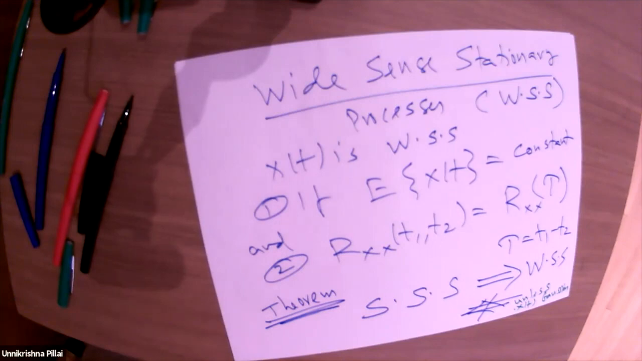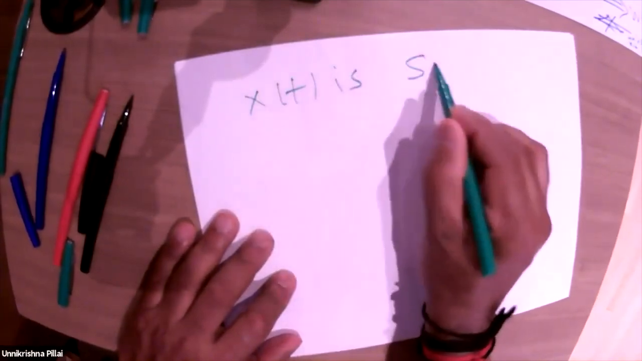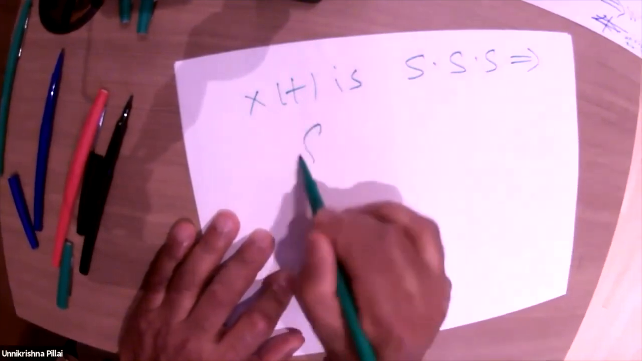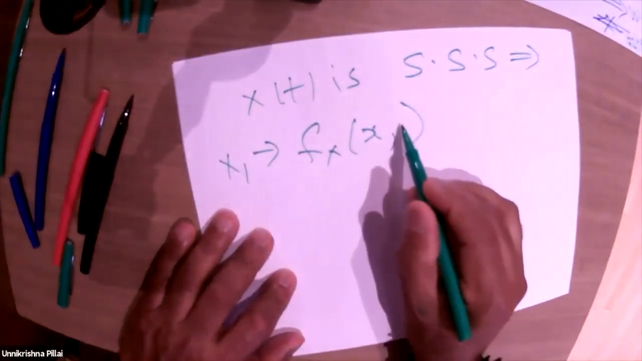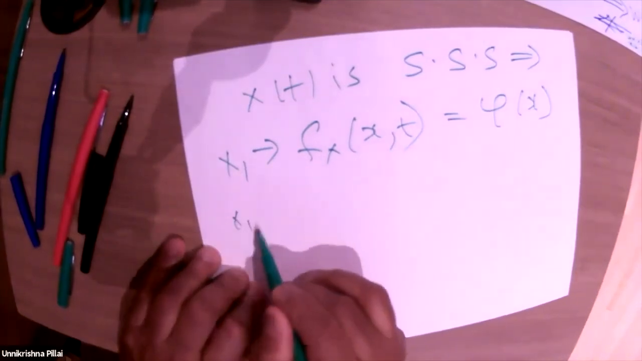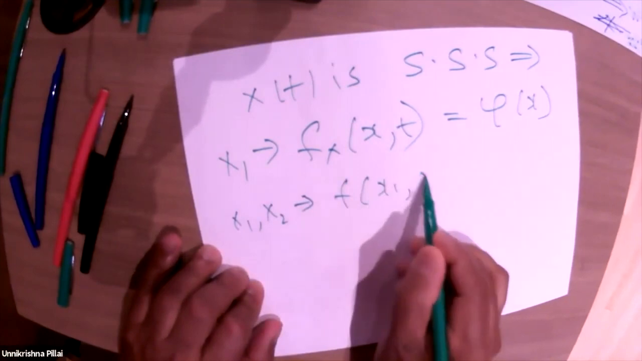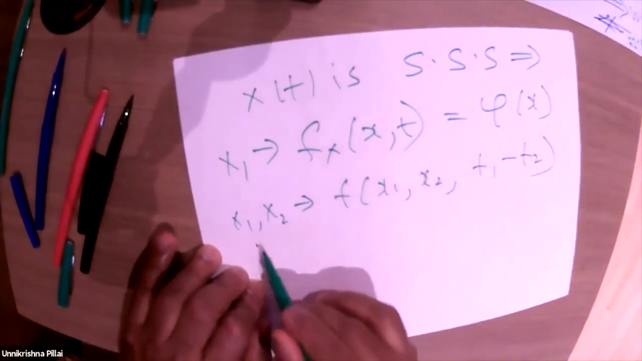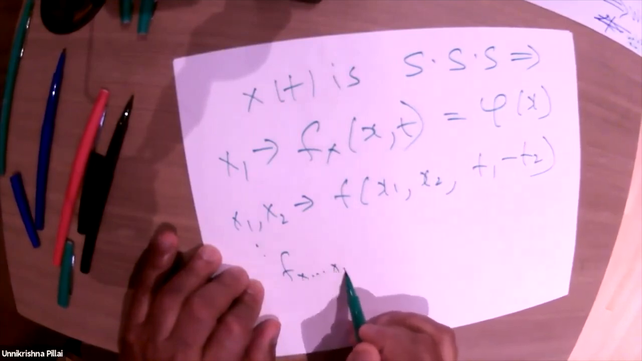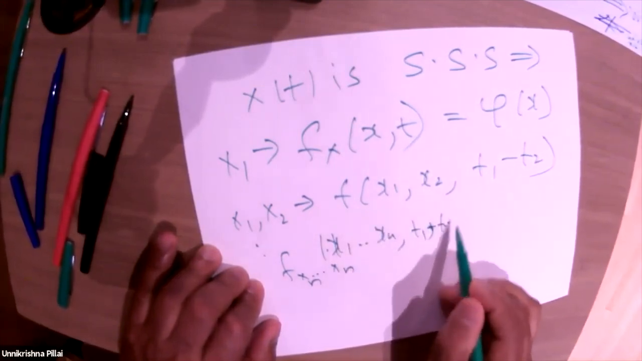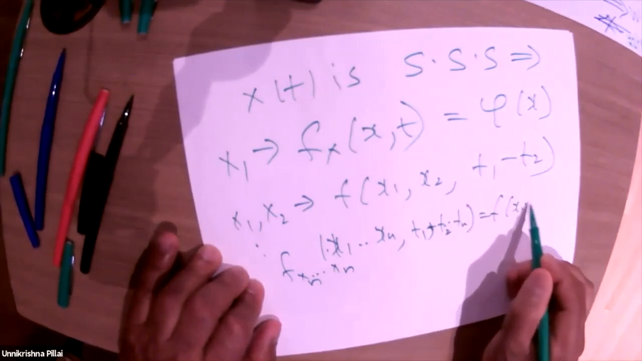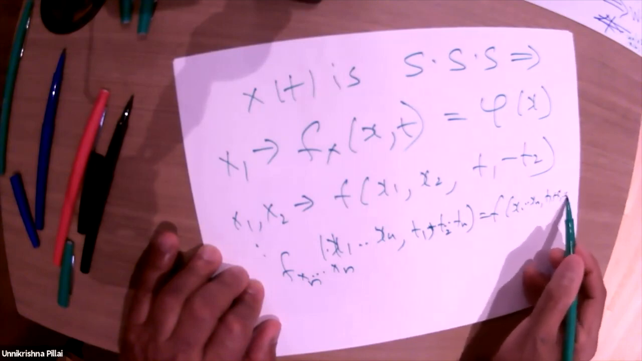If X(t) is strict sense stationary, does it mean the distribution is uniform? No. X of t being strict sense stationary implies that if you take one random variable X1, this density function is not a function of t. It is only a function of x. If you take two random variables, the joint density function only depends on t1 minus t2. In general, if you take n random variables, x1 through xn at times t1 through tn, the joint density is the same as at t1 plus c through tn plus c. It doesn't have to be uniform.